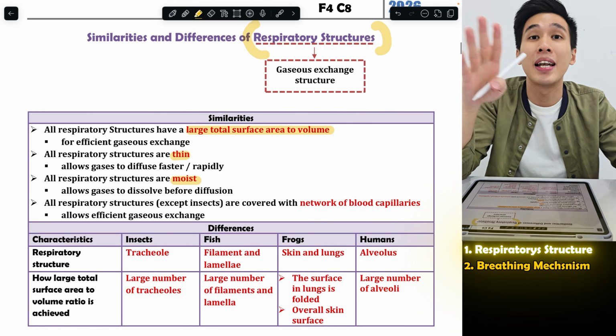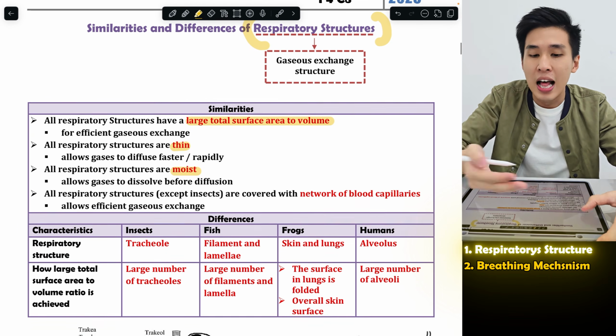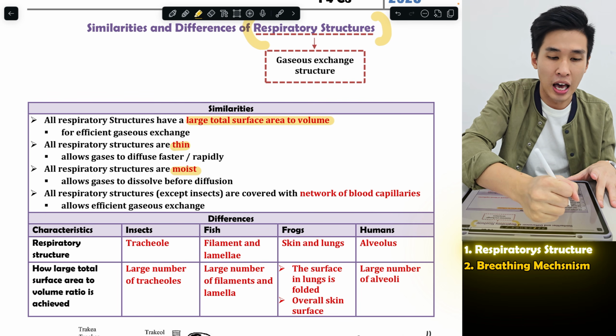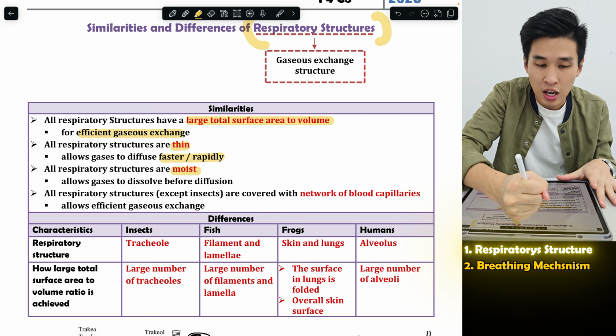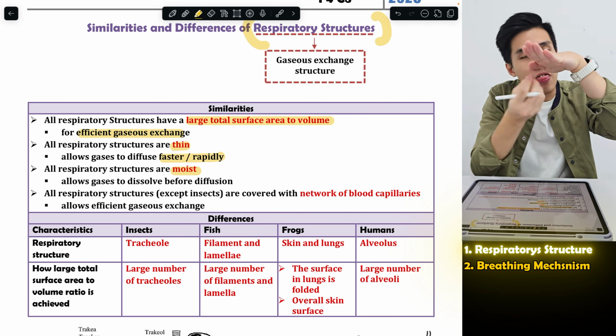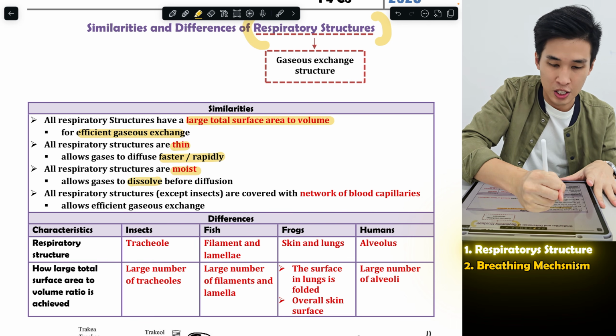Now, if they ask us to explain the similarities, then you say large surface area helps gases exchange more efficiently. Thin means gases can pass through faster, rapidly. Moist means gases can dissolve, then diffuse. So dissolve is the keyword.